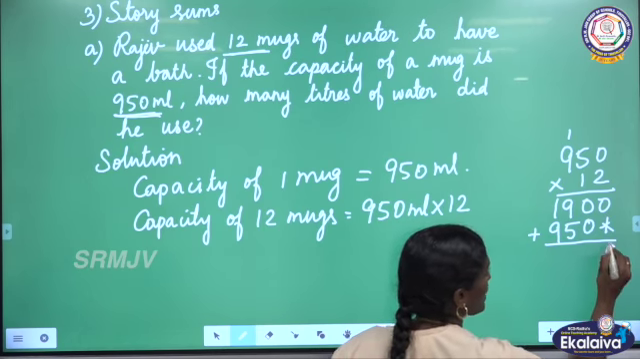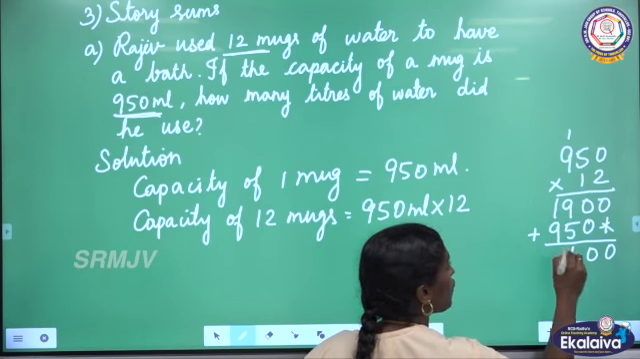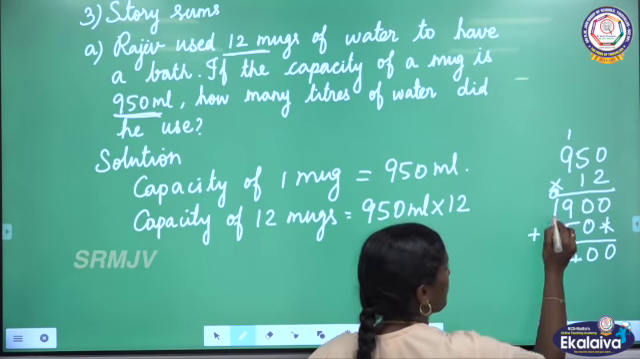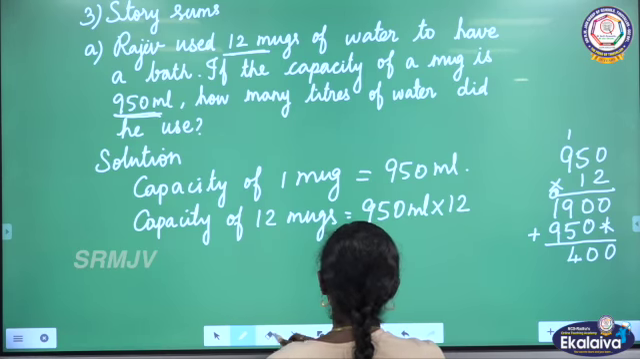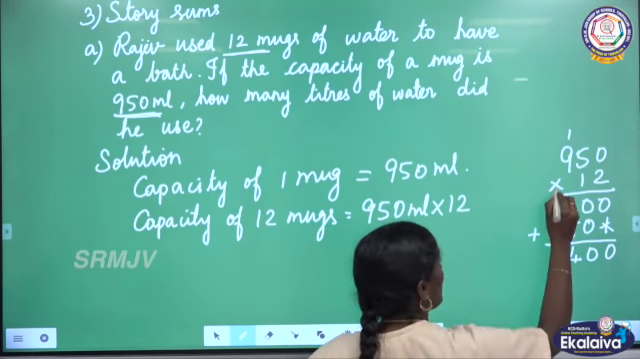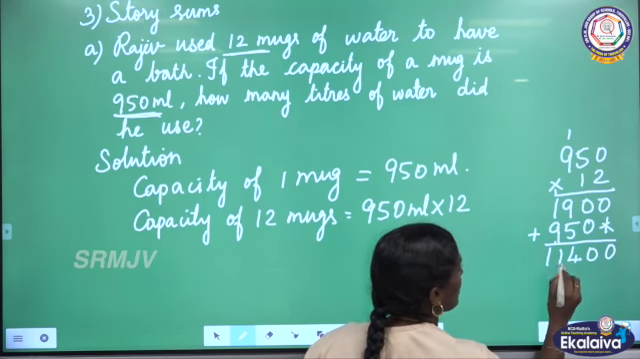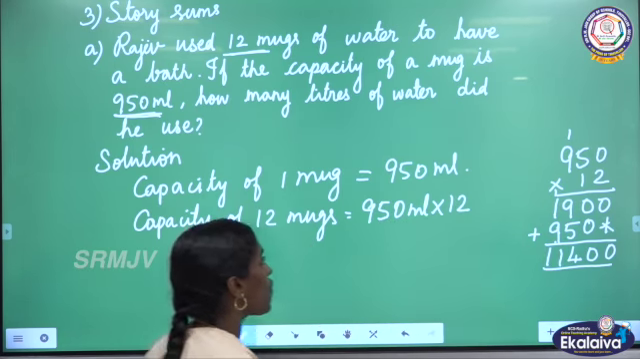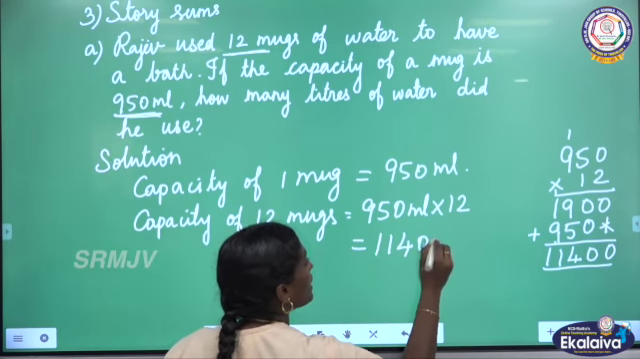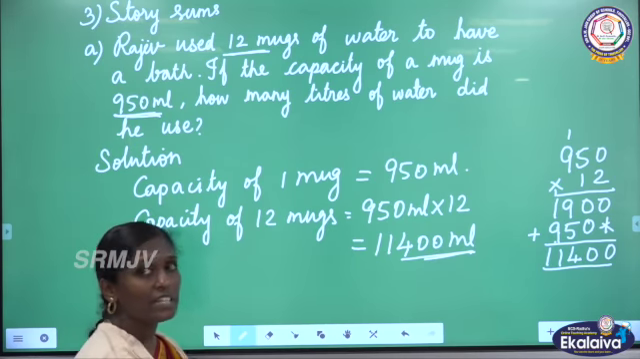Now we have to add the numbers. Here ones place 0, 0 plus 0, 0. 9 plus 5, 14, 4 here, 1 carry over. 1 plus 1, 2. Carry over 1, 1 plus 1, 2, 2 plus 9, 11. So 11,400. This is 11,400 milliliter.